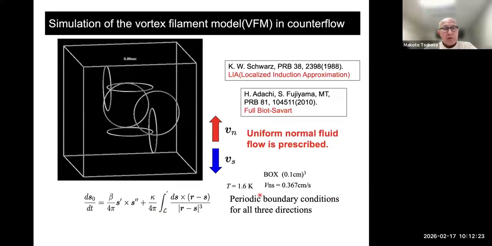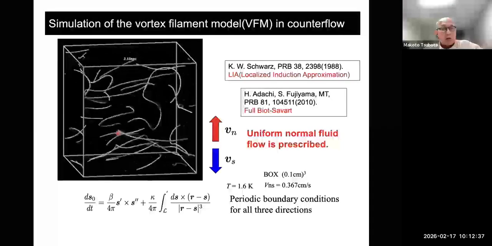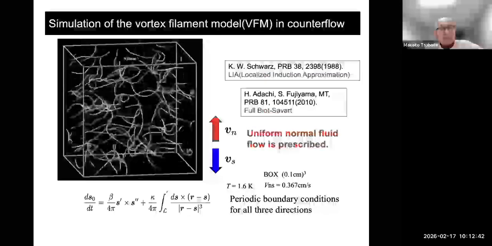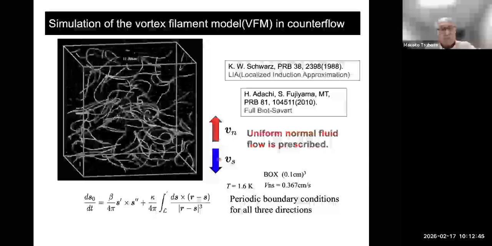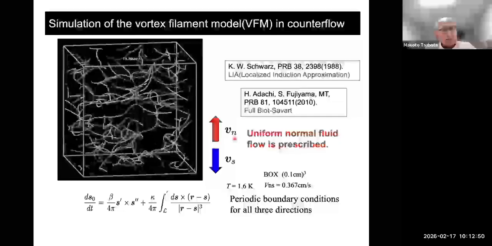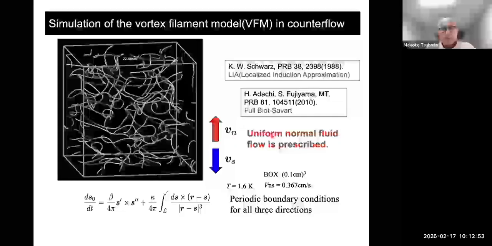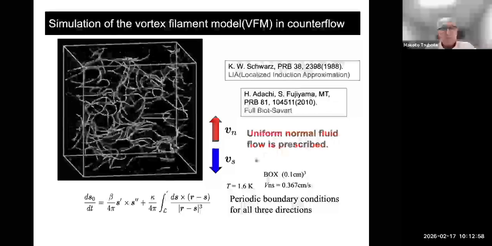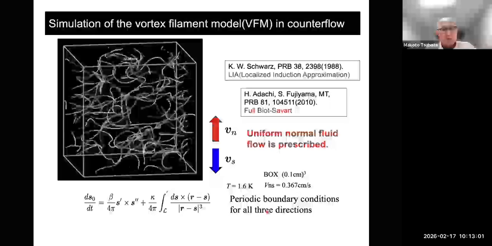So numerical simulation of the vortex filament model plays a very important role in understanding the physics of counterflow. And this numerical simulation shows how the initial six remanent vortex rings developed to a vortex tangle under the thermal counterflow like this. But please note, this is a one-way calculation. I'll explain the details soon. And the normal fluid, uniform normal fluid flow is prescribed. And we use the periodic boundary conditions for all three directions.